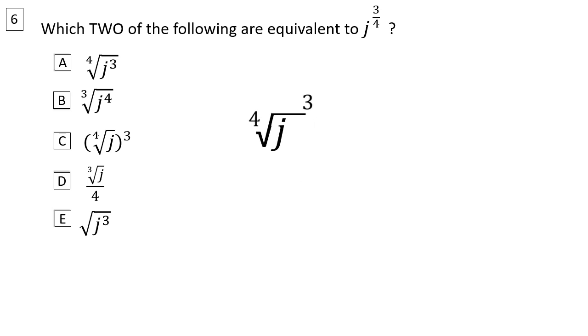So that's going to give us the 4th root of j to the 3rd power. Now, the way I've got it written there looks a lot like C. I don't have any parentheses, but the exponent is outside, and that means exactly the same thing. Does the exponent have to be outside? Well, if j is the only thing inside, then it doesn't have to be.